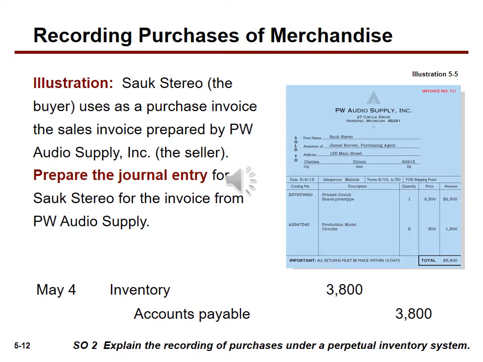Now, as you can see in the invoice, we purchased some products from PW Audio Supply, and the amount is $3,800. Now for Souk Stereo, they're going to record this as an increase, or a debit, in their inventory and a credit, or an increase, to their accounts payable account. So the inventory, we're going to increase it, and since it's an asset account, it's going to be debited. Accounts payable, or our financial obligations, our liabilities, is also going to increase, and since it's a liability account, it's going to be credited with the amount of 3,800.